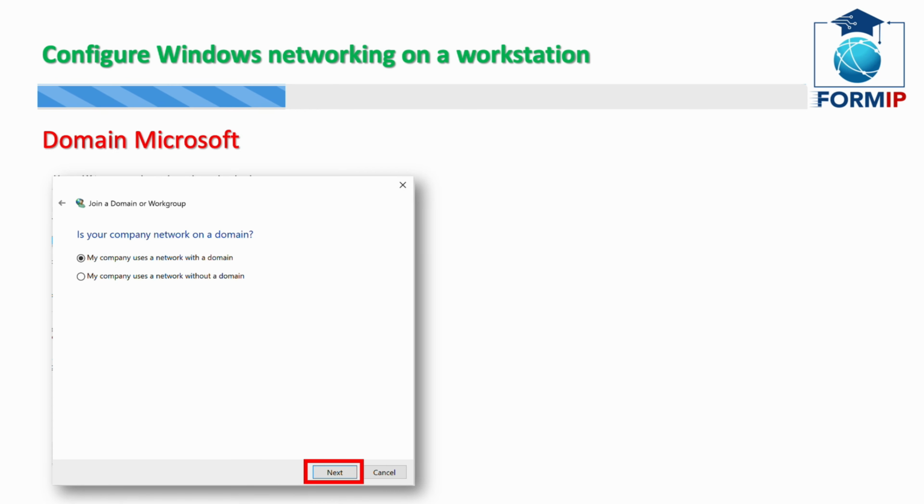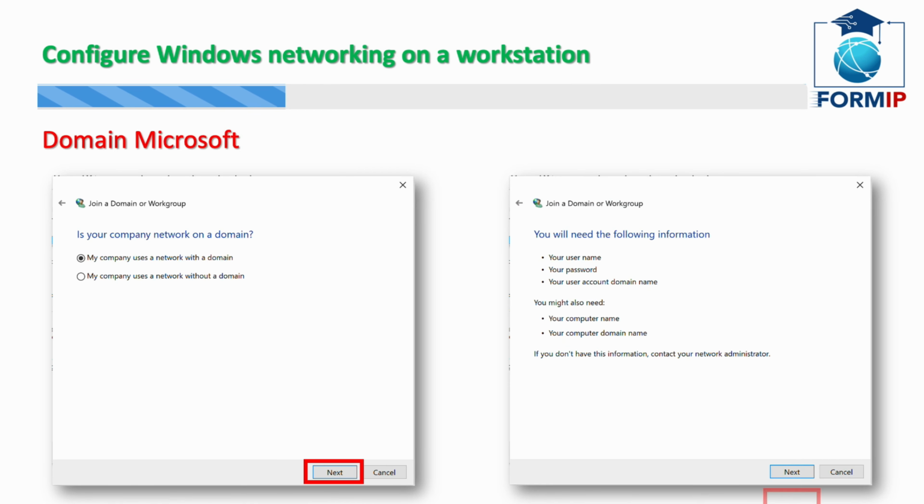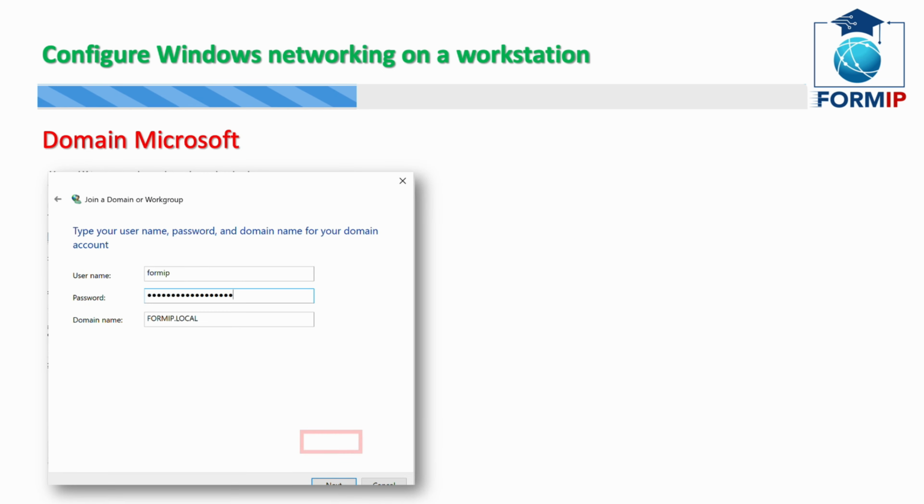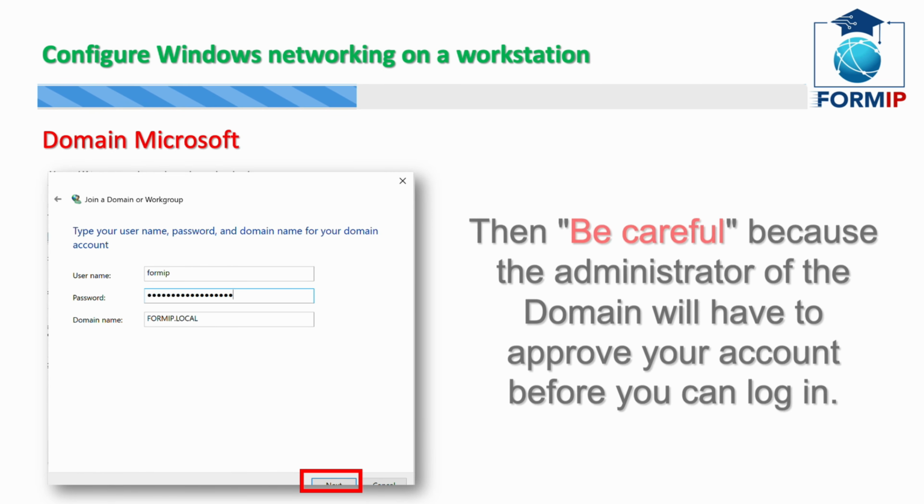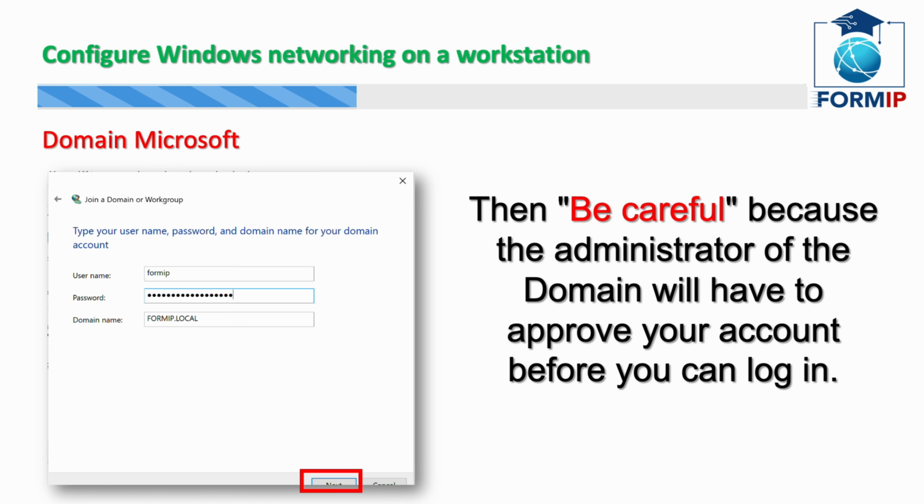Select My company uses a network with a domain. Review the information required to join a domain and click Next. And finally, enter your username, password, and domain name. Then be careful, because the administrator of the domain will have to approve your account before you can log in.